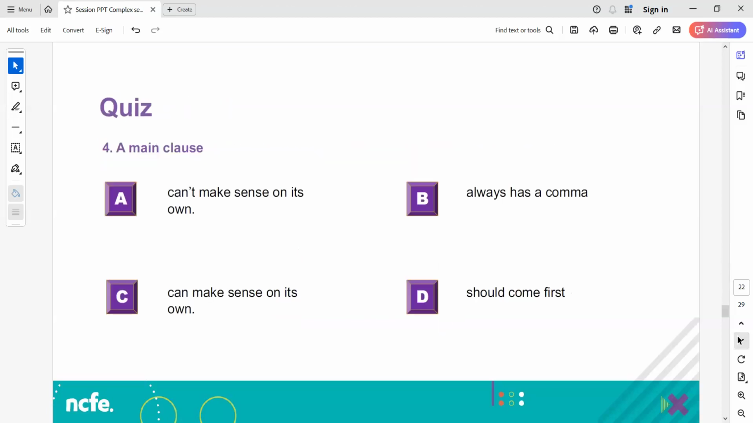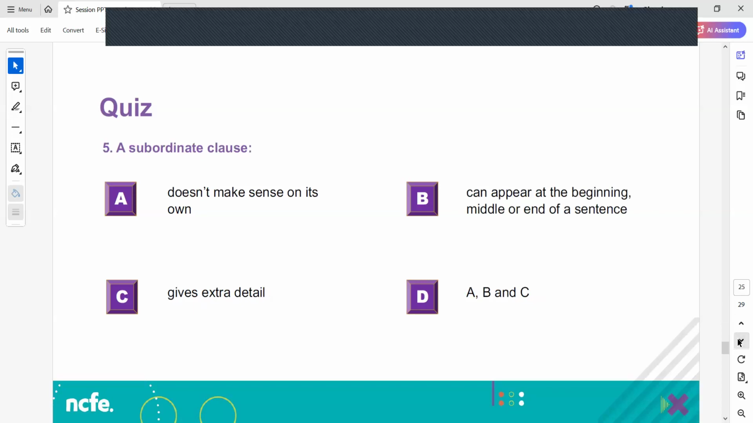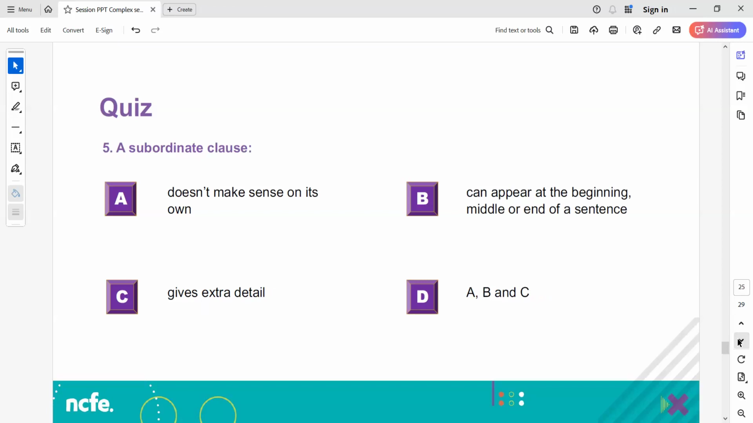A main clause can't make sense on its own, always has a comma, can make sense on its own, or should come first. C. It can make sense on its own. The main clause will always make sense on its own. What about a subordinate clause? It doesn't make sense on its own. It can appear at the beginning, middle, or end of a sentence. It gives extra detail, or all of the others. D. Good, it's D. All of those things can describe a subordinate clause.